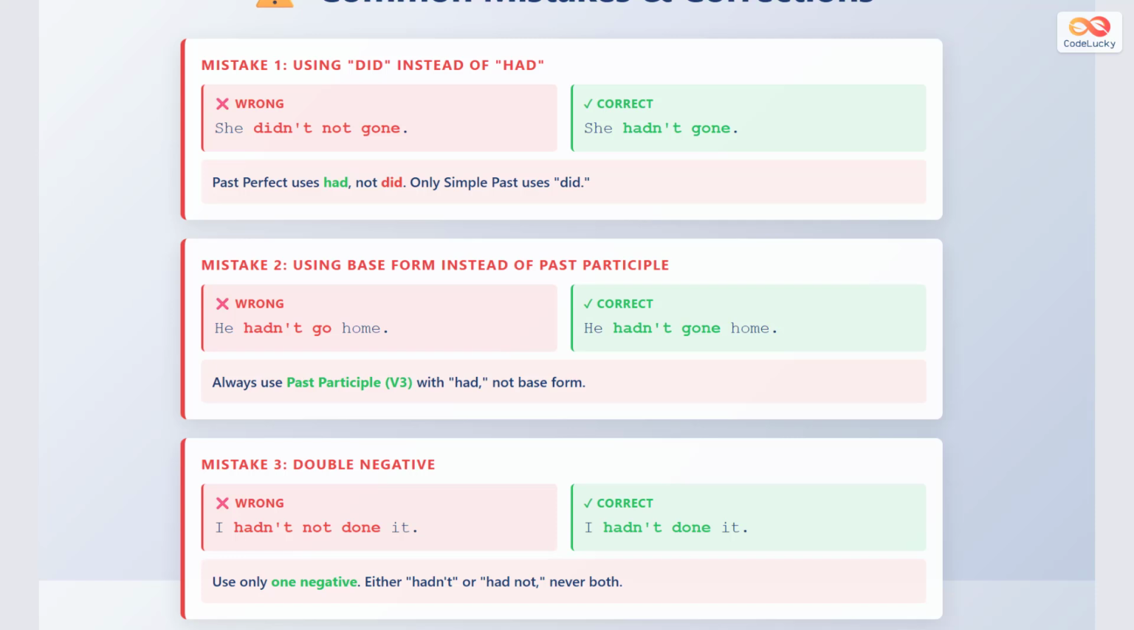Let's look at 3 common mistakes students make. Mistake 1 is using did instead of had. The wrong way is she didn't not gone. The correct way is she hadn't gone. Remember, past perfect always uses had not did. Mistake 2 is using the base form of the verb instead of the past participle. Wrong is he hadn't go home. Correct is he hadn't gone home. You must always use the past participle with had. Mistake 3 is using a double negative. Wrong is I hadn't not done it. Correct is I hadn't done it. Use only one negative form, not two.